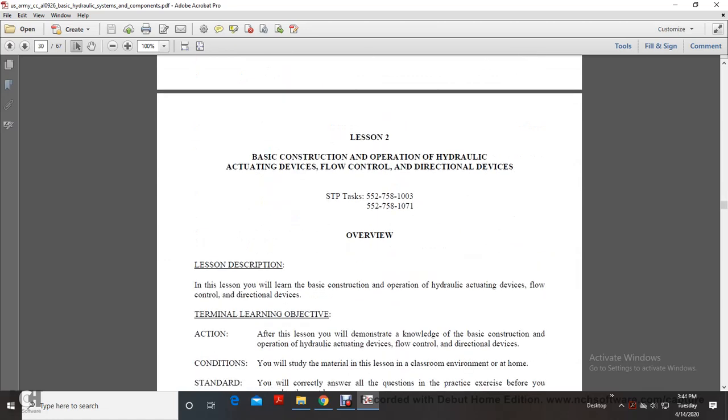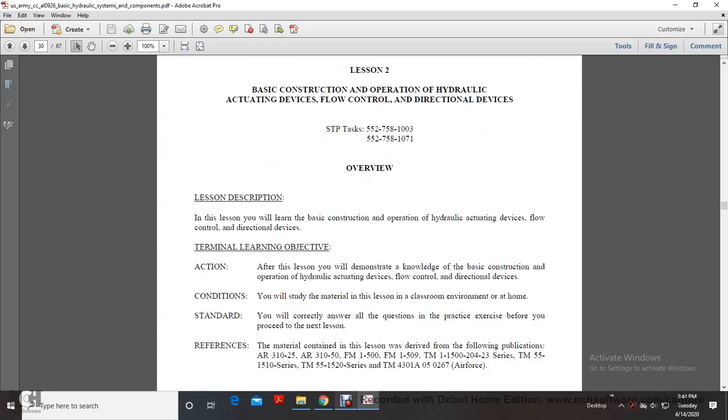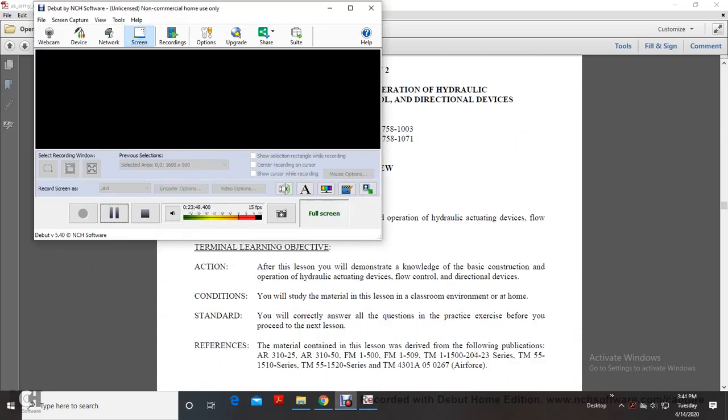Alright, lesson 2: basic construction and operation of hydraulic actuating devices, flow control, and directional valves. Directional valve devices.